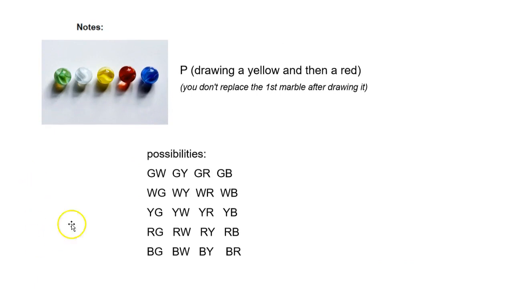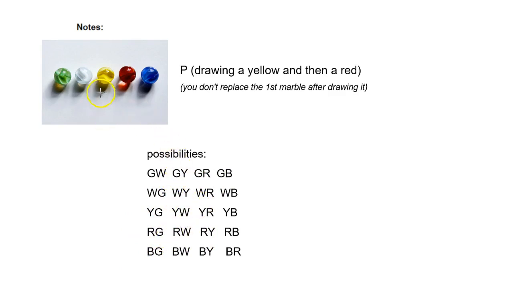Here, let's say we want the probability of drawing a yellow marble and then a red marble. Well, if we want, we could write out all of the possibilities right here. And so a yellow and then a red, there's only one outcome like that, and it's right here, 1 out of the 20. But we don't always want to write out the sample space.